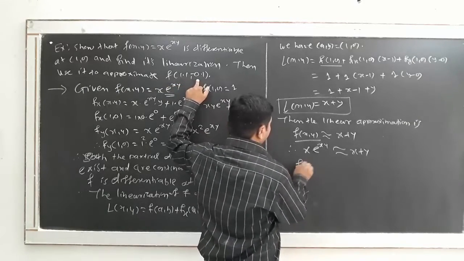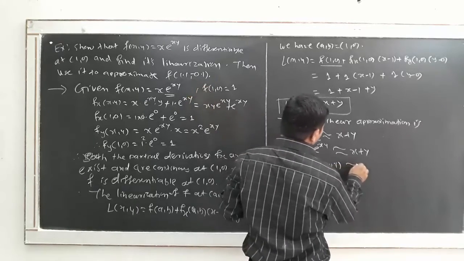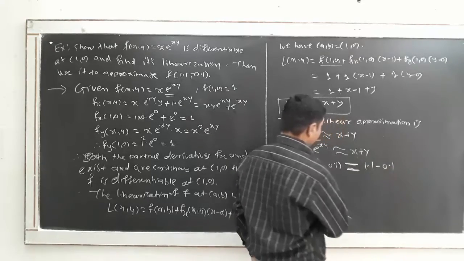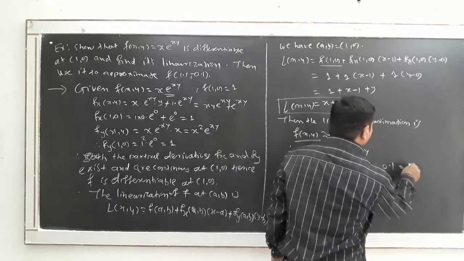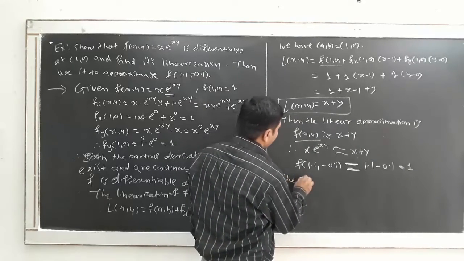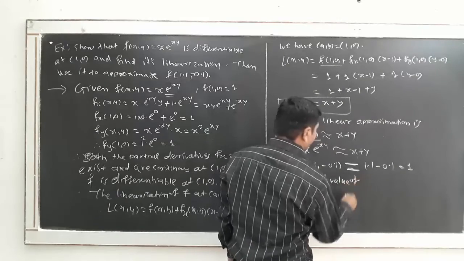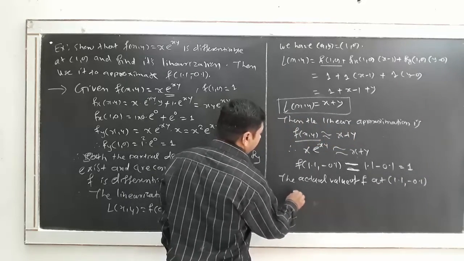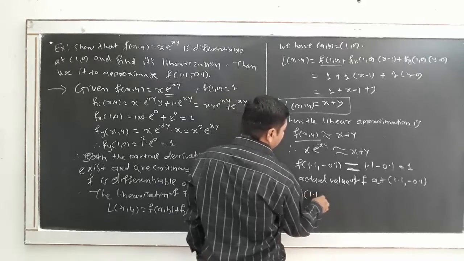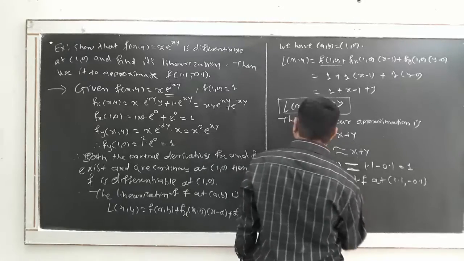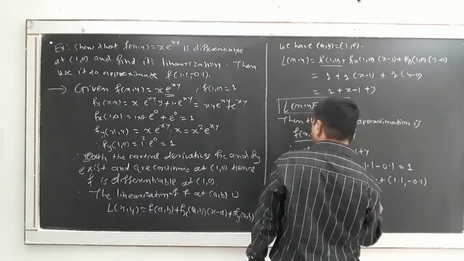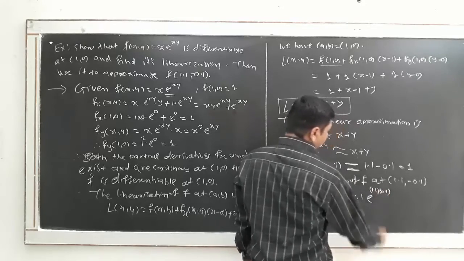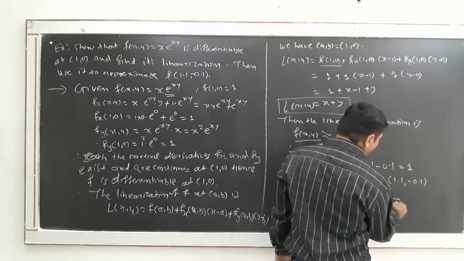So what we can write here? F of 1.1, minus 0.1, just put the values: 1.1 is x and minus 0.1 is y, and it is equal to 1. And if you find the actual value of f at 1.1, minus 0.1, it is 1.1 into e raised to 1.1 into minus 0.1.